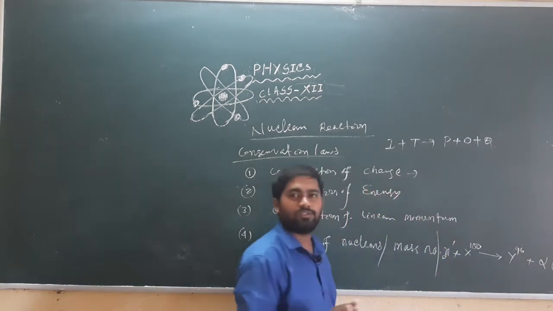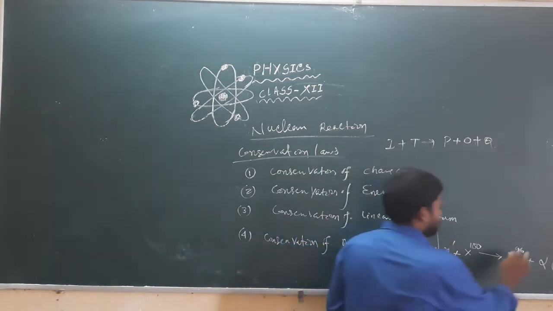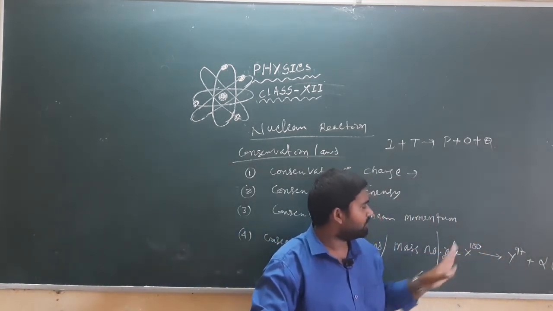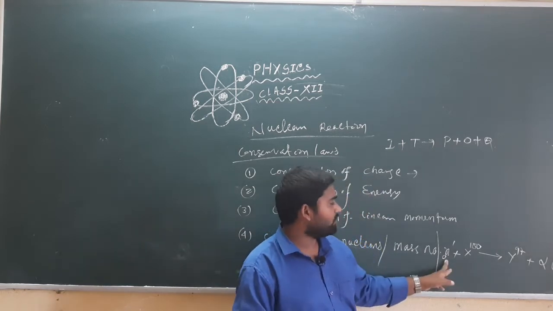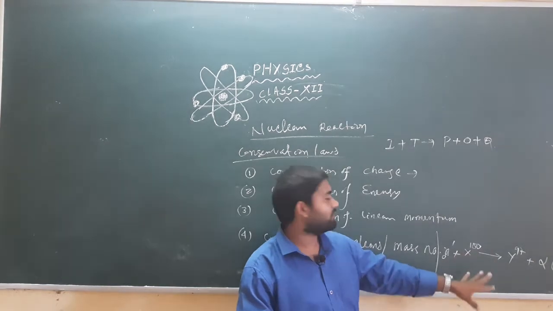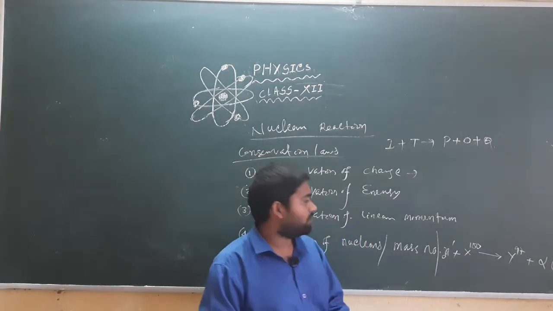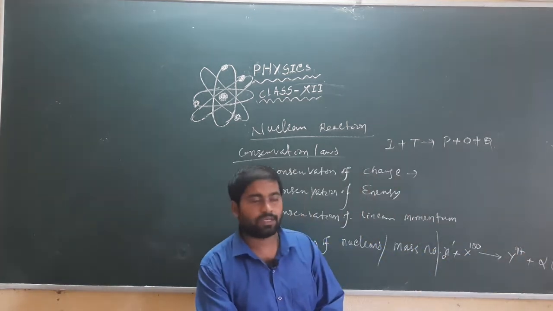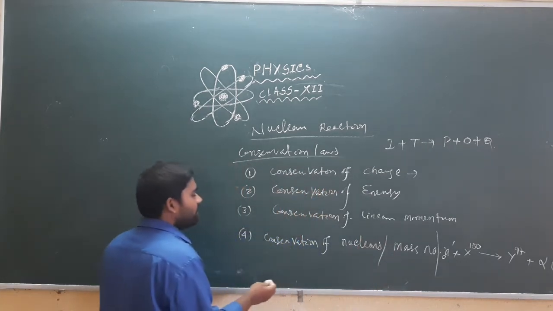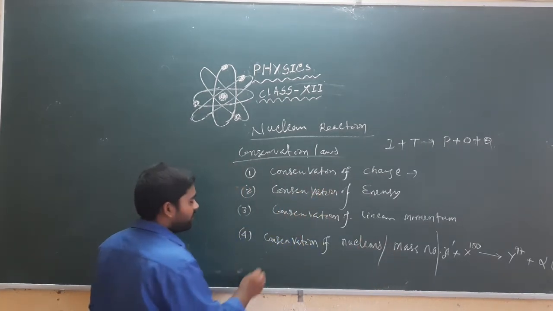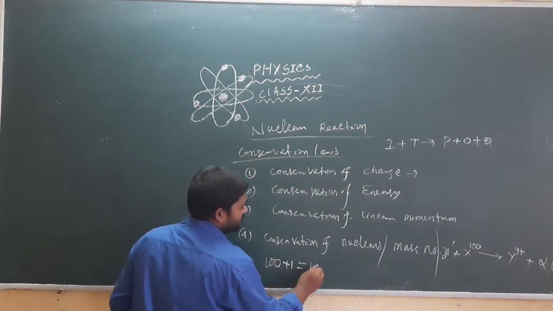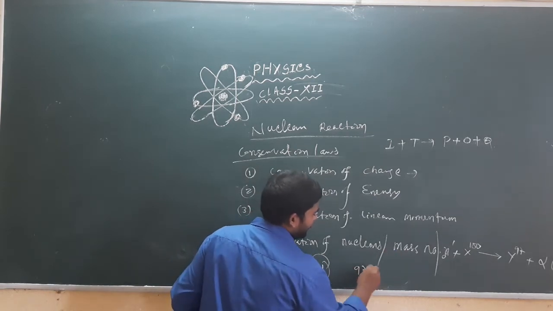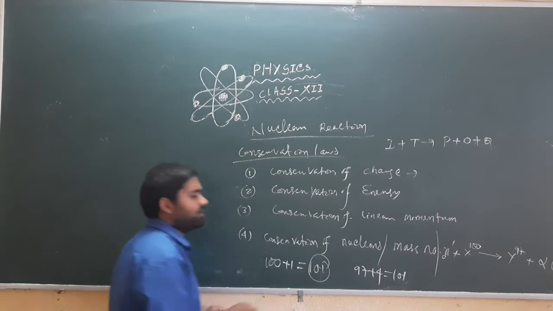So alpha has 4 nucleons, and the other nucleus has 97. If we look at this nuclear reaction, a neutron incident on a nucleus having nucleon number 100 converts it to another nucleus having 97 nucleons, with emission of an alpha particle. Before the reaction, the total number of nucleons is 100 plus 1, that is 101, and after the reaction, it is 97 plus 4, that is also 101.